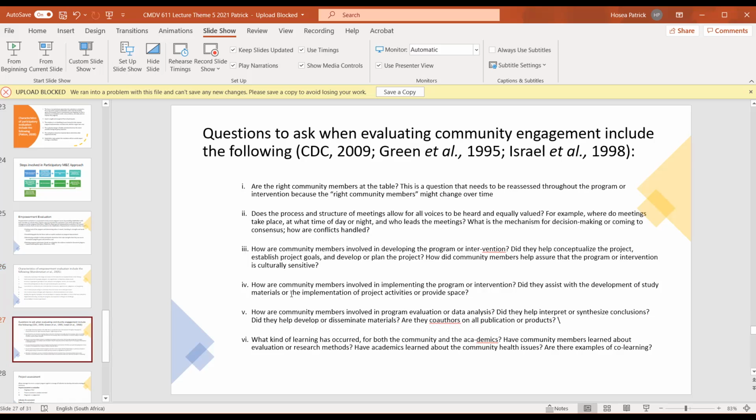And then how are community members also involved in the implementation, right? How are community members involved in the evaluation, data analysis? And then what kind of learning has occurred for both community members and everybody involved in your project? So these are 6 questions you ask yourself. Who are the people that are supposed to be involved? Are the people involved, will their voices be heard?